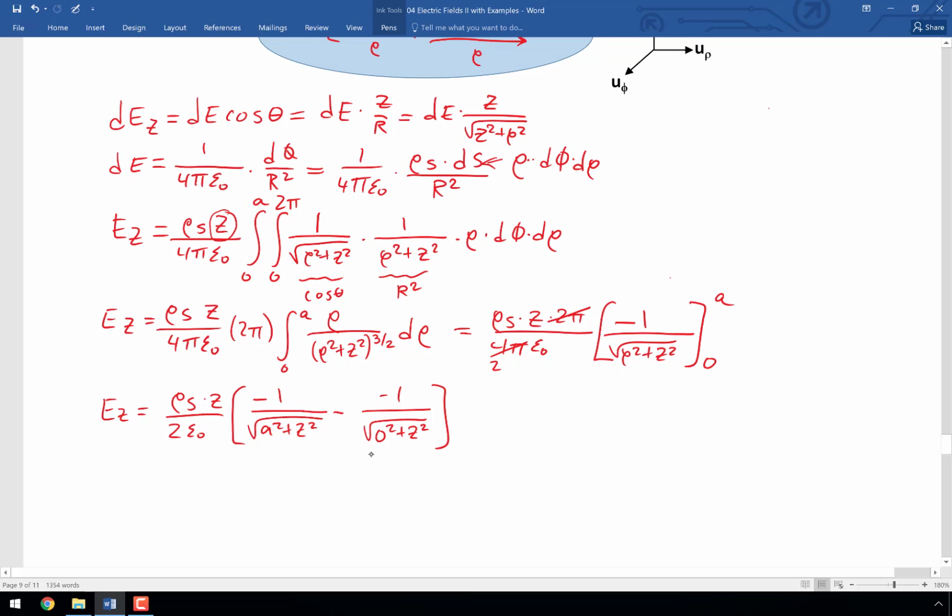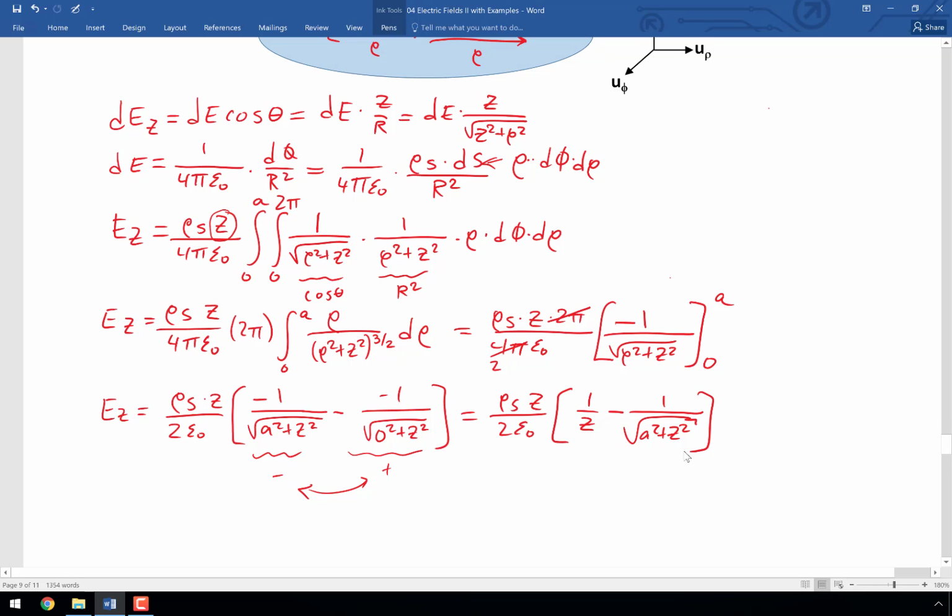It turns out that this term is positive and this term is negative. And just for your sanity, I'm going to swap those two terms, but I want you to recognize that I swapped them. This becomes rho sub s z over 2 epsilon 0 times 1 over z minus 1 over the square root of a squared plus z squared.